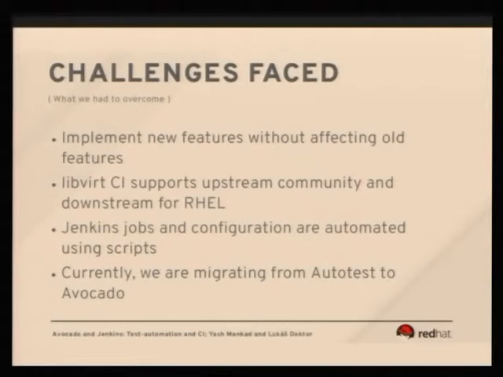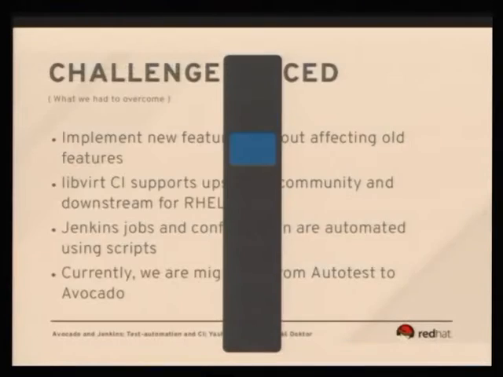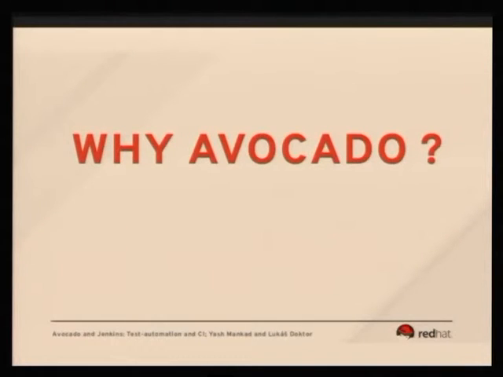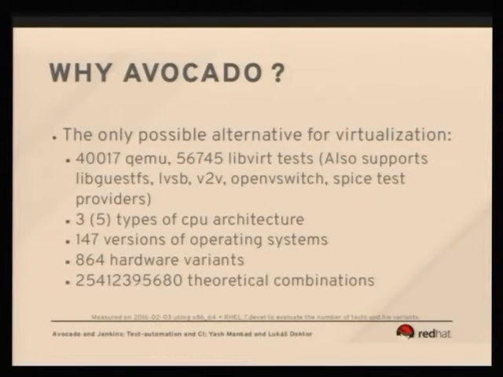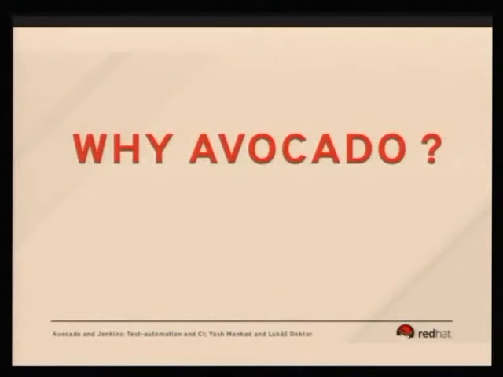OK, I hope you hear me. So why Avocado? Well, for us it was the only possible choice for virtualization, as it inherited all virt-test tests, which contains about 40,000 QEMU and almost 60,000 libvirt tests. It has support for three major CPU architectures, lots of versions of operating systems, and almost 900 hardware variants, which gives you a humongous number of theoretical combinations you can run. So that's basically why we use that.